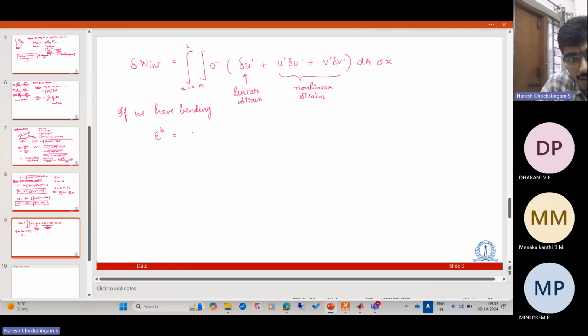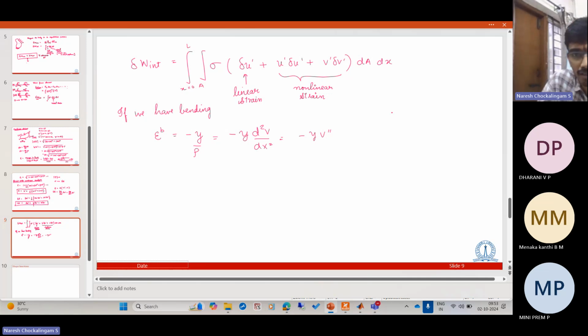So bending strain is what? There's no large deformation in bending. We are assuming bending strains are small. So what is it? Minus something, v dash del v. Minus y by rho, right? If rho is the radius of curvature, it is just minus y by rho, which is minus y into d square v by dx square. So it is minus y v double dash, right? So v double dash is the curvature. y is the coordinate along the thickness of the beam. So this is the bending strain, right?